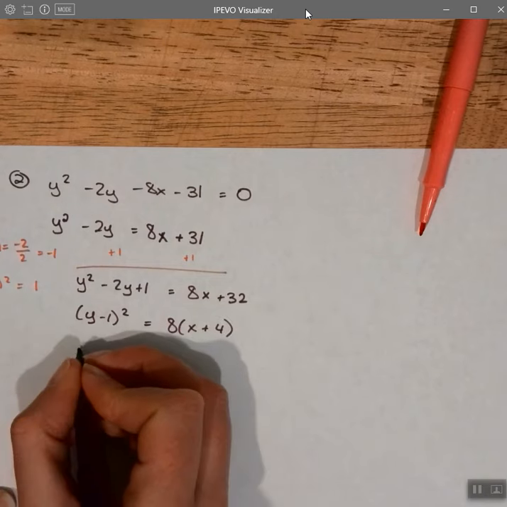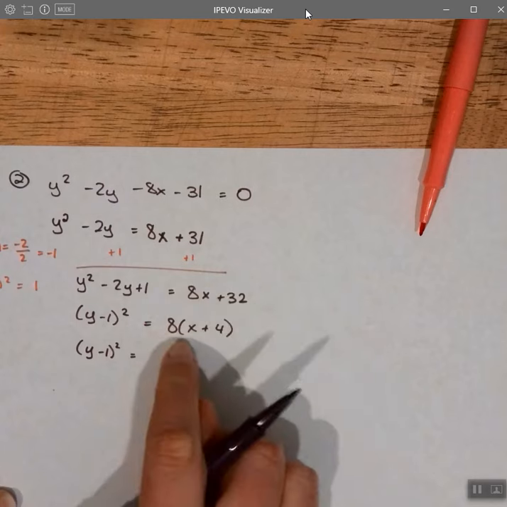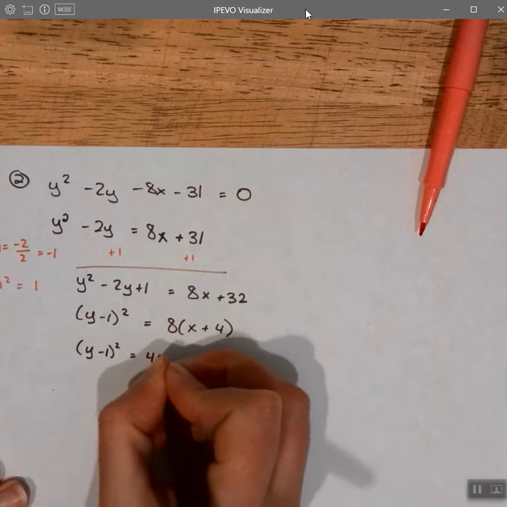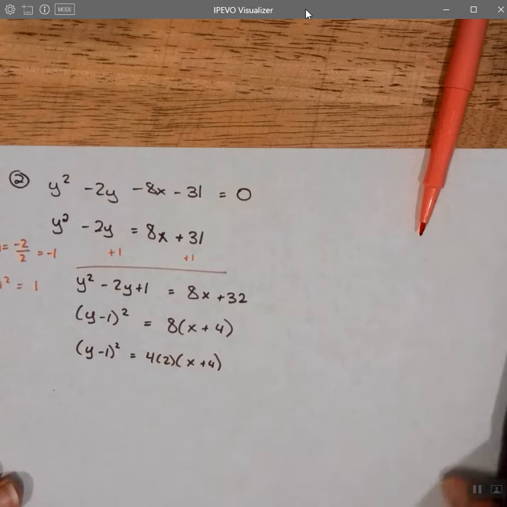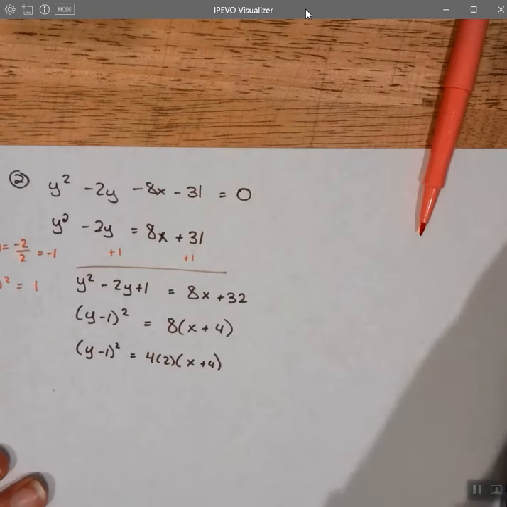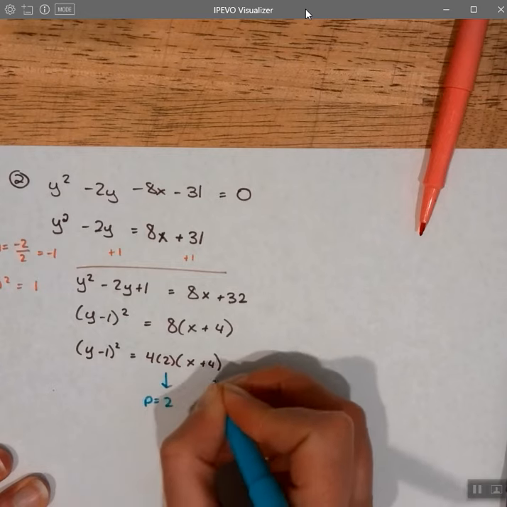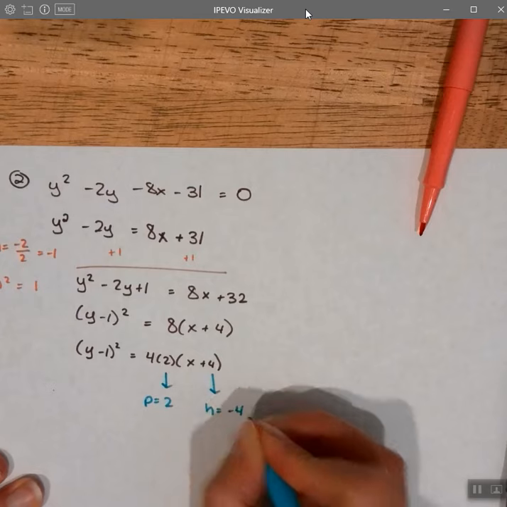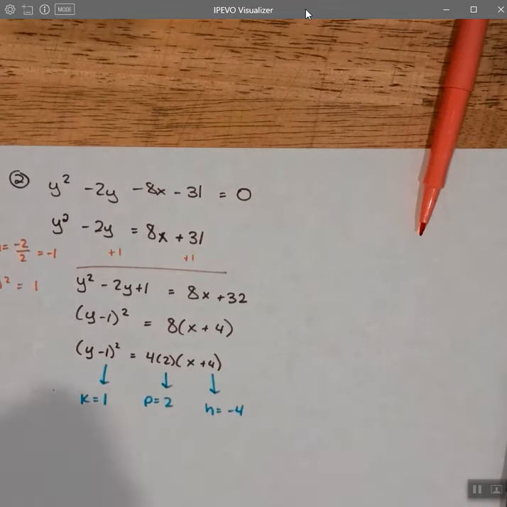Okay, one more rewrite, just to make sure that p is going to be easy to see. We find p because we can factor a 4 out of here. This is 4 times 2 times x plus 4. And so now we should be able to identify all of the values. Okay, so our p value is 2. Our h value associated with x is -4. Our k value associated with y is 1. Opposite of -1 is 1.